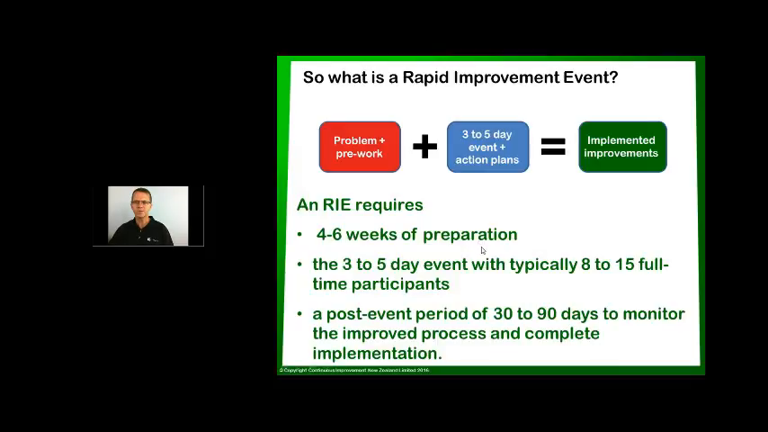So 3 main parts of a rapid improvement event. There's the problem, identifying the problem and the pre-work, and that's generally a minimum of 4 weeks. It's up to 6, maybe even longer weeks of preparation. Obviously not full time, but you're probably spending at least 10 hours a week, sometimes more depending on the size of the problem. 10 hours a week for 4 to 6 weeks in setting up the rapid improvement event.